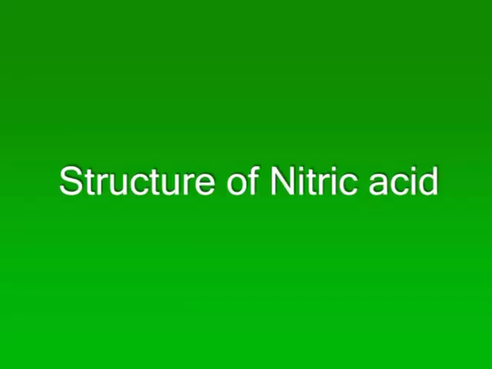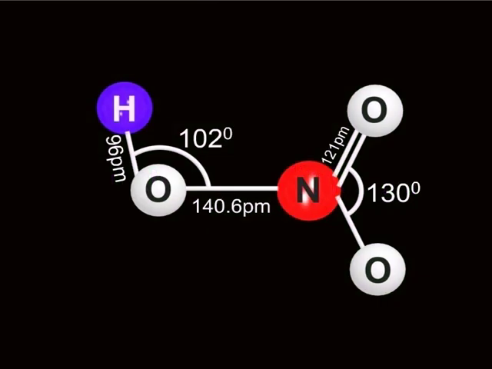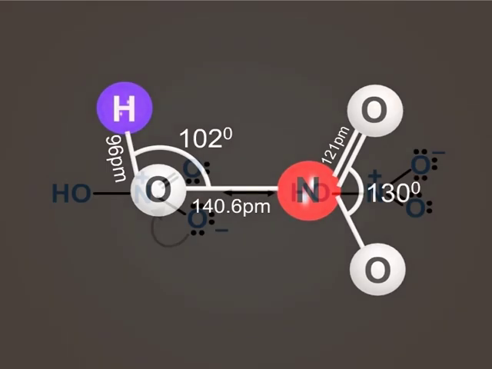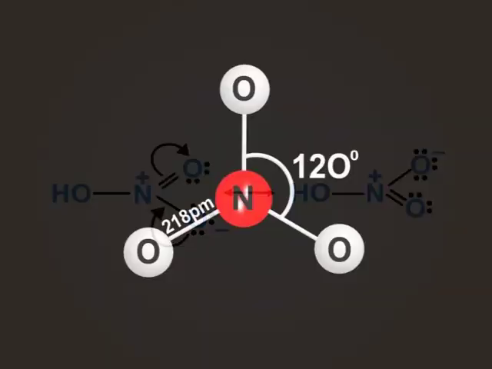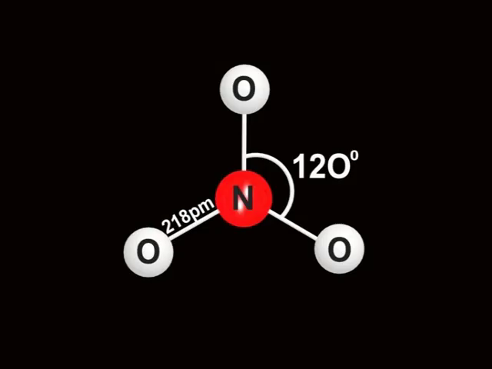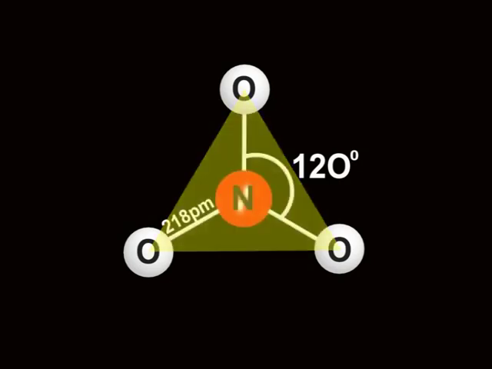Let us now learn about structure of nitric acid. Spectroscopic studies have shown that in the gaseous state, nitric acid exists as a planar molecule having the structure shown on the screen. The structure of nitric acid is, in fact, a resonance hybrid of the two structures shown on screen. Like nitric acid, nitrate ion also has planar structure.